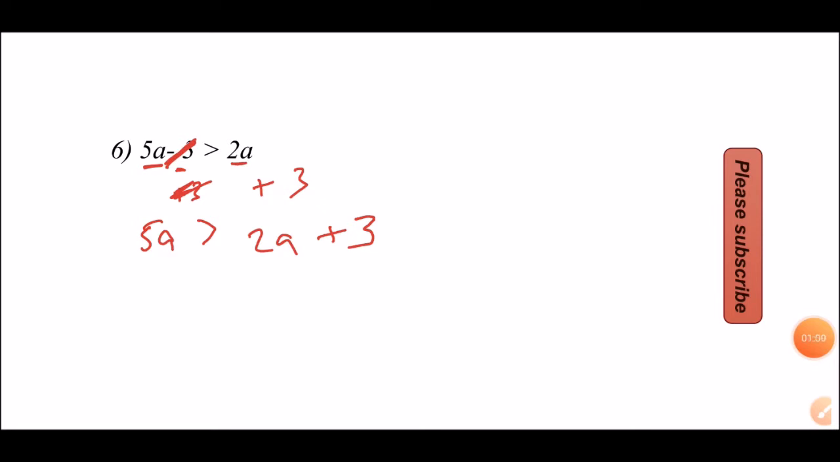we want all the letter A's on the left hand side. So now on the right hand side we have to get rid of this 2A. To get rid of the 2A we have to take away 2A on the right hand side, so we have to take away 2A on the left hand side. Now on the left hand side, 5A take away 2A is 3A. On the right hand side, the 2A and the -2A cancel out, leaving just +3, which we can just write as 3.